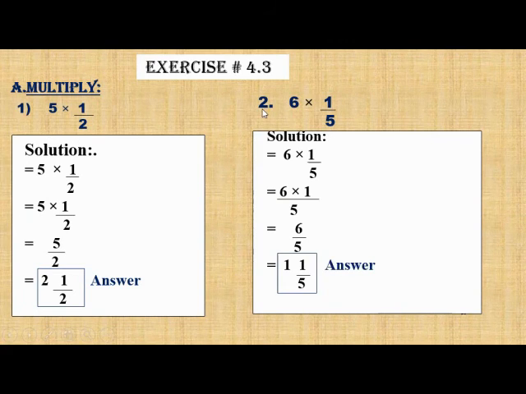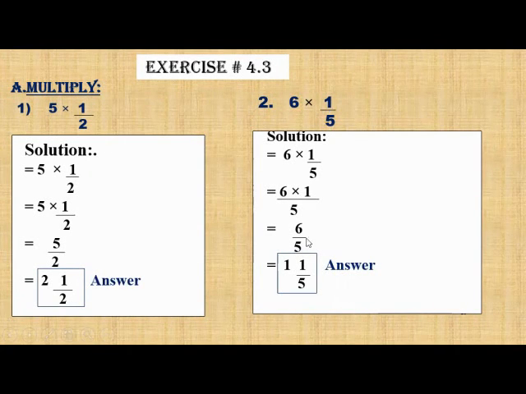Now move to question number 2: 6 multiplied by 1 upon 5. In question number 2, you have to multiply these fractions. Now move to the solution. 6 multiplied by 1 upon 5 equals 6 upon 5. In the denominator 5 is here.